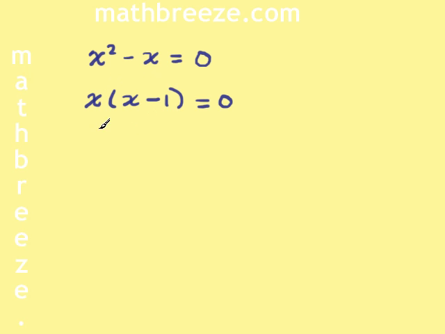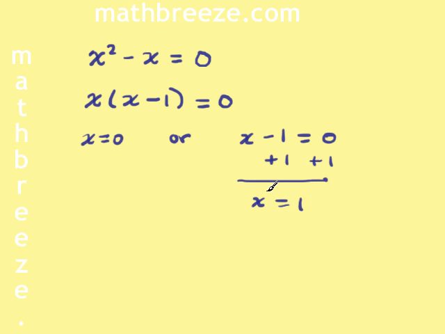So let's write that down. X is equal to 0 or x minus 1 is equal to 0. X minus 1 equal to 0, well, just add 1 to both sides. It's the same as saying x equals 1. So these are the two solutions of our quadratic. We just solved it using the zero product rule. The two solutions are 0 and 1.